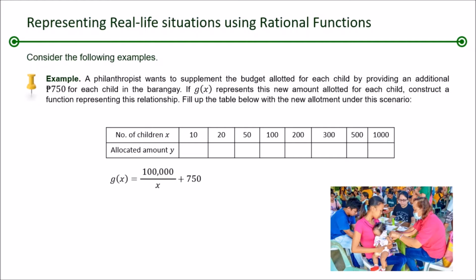Solution. Previously, the allotment for each child is represented by 100,000 divided by x, which is the number of children. Now, since it was described in the problem that each child will receive an additional 750 pesos, our g of x will be represented by 100,000 over x plus 750. As per allocated amount for each child, the entries in the table will be the same as before plus an additional 750 pesos.